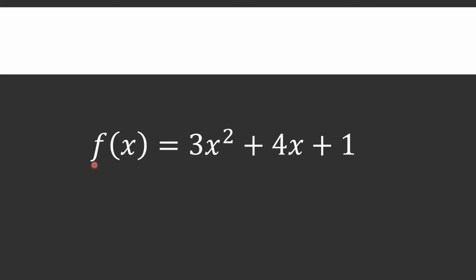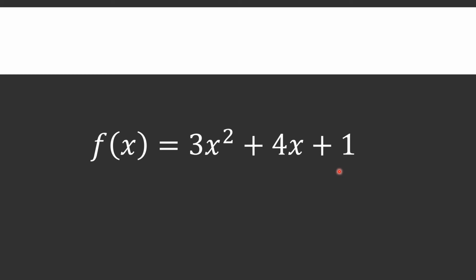Suppose we have this polynomial function here, f of x is equal to 3x squared plus 4x plus 1. Notice that we have 1, 2, 3 terms, so this one is also called a trinomial. If you can see, there are different terms. So we have 3x squared, 4x, and 1.